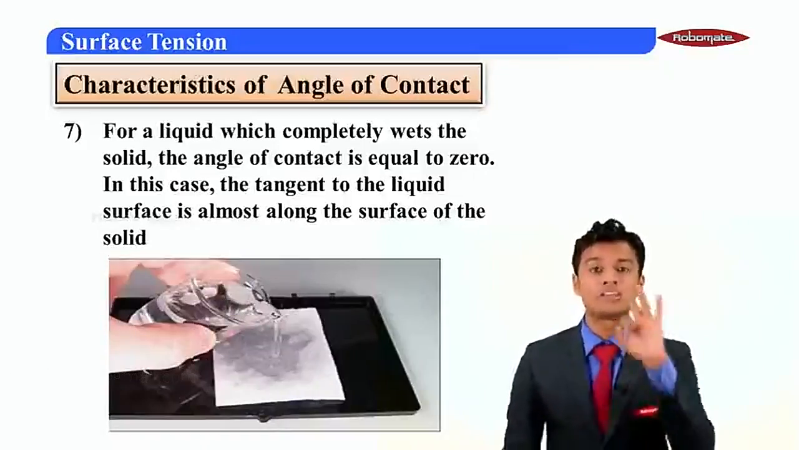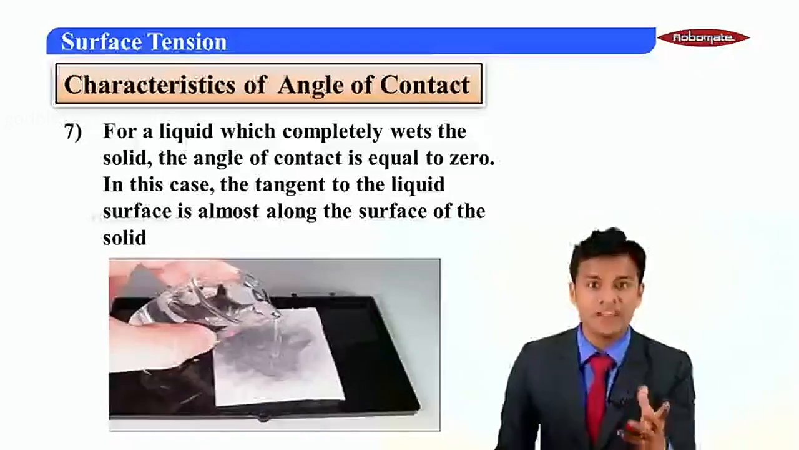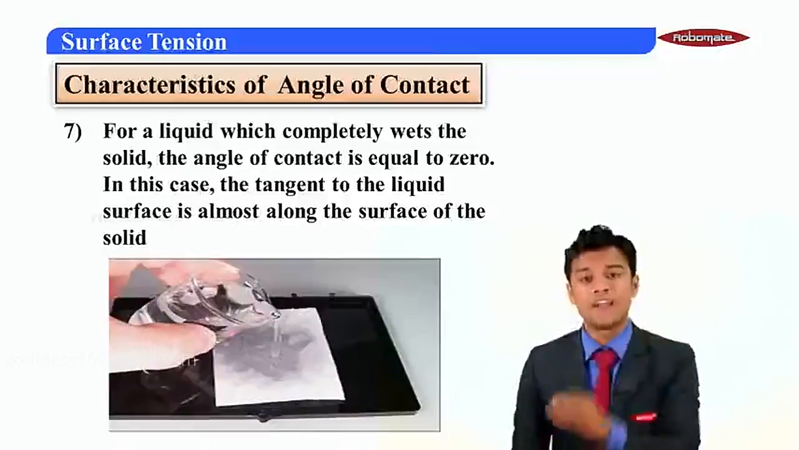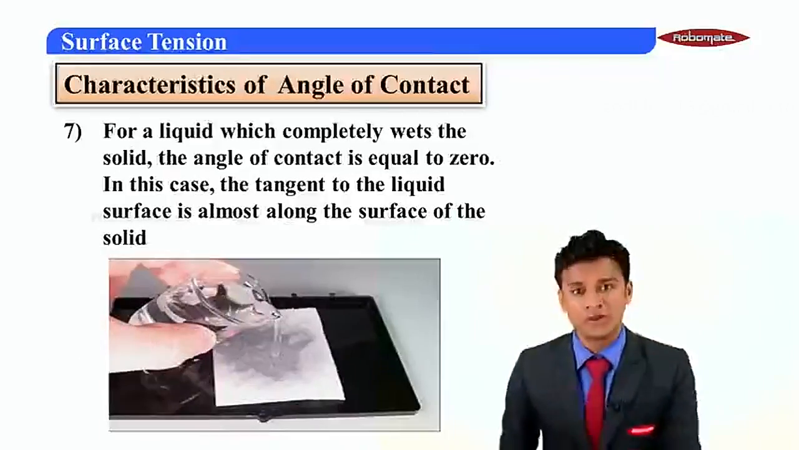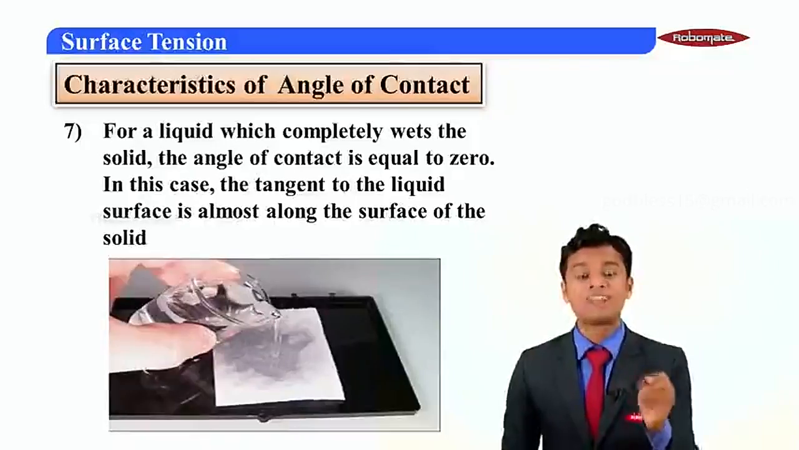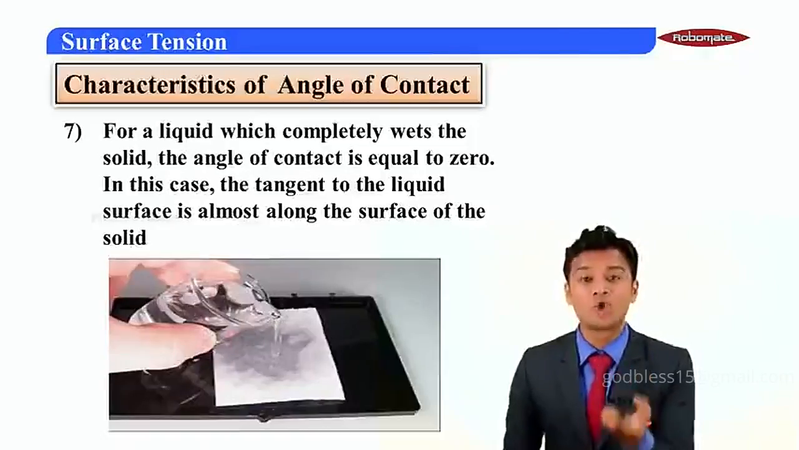So we need to remember total 3 cases. First one is if the angle is between 0 to 90, it will partially wet and the shape of the liquid will be flat. If it is between 90 to 180, it will not wet and the shape will be spherical. And if the angle of contact is 0, it will completely wet because the solid will absorb the liquid into it.